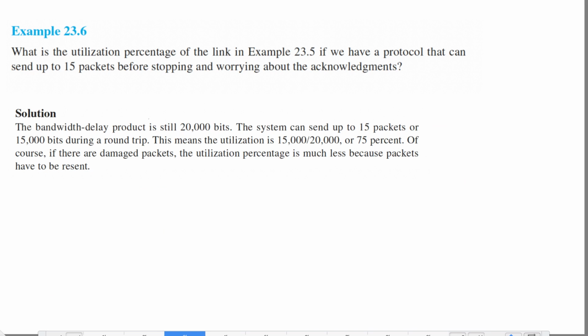Okay. Now let's do this question. What is the utilization percentage of the link in example 23.5, which means the earlier example, if we have a protocol that can send up to 15 packets before stopping and worrying about the acknowledgement? So they are saying, what is the efficiency or utilization if you can send 15 packets before stopping. So earlier what we were doing, we were just sending one packet and then waiting for the acknowledgement to come. So we can send 1 plus 2a packets, right? We can send 1 plus 2a packets, but we were just sending one packet. That's why efficiency was this. Now they are saying that in this case you can send 15 packets, so efficiency will be like this.